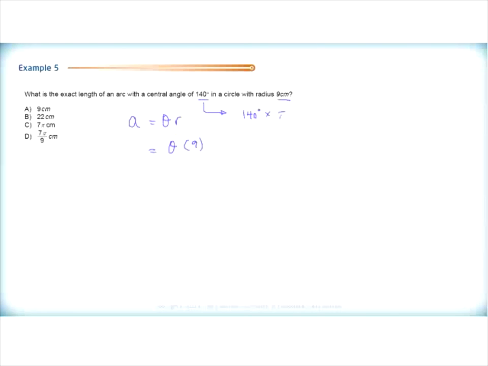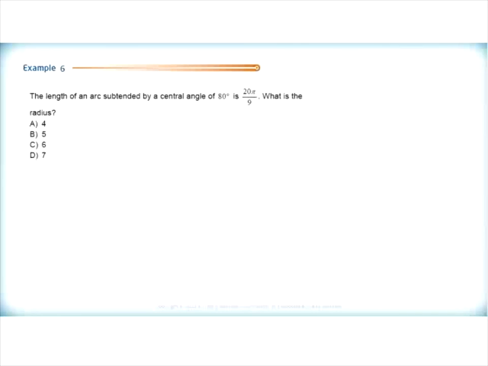To change from degrees to radians, we multiply by pi over 180. When we do that, we get 140, if I simply reduce, I'll get 14 pi over 18. Continuing to reduce, I'll get 7 pi over 9. So, therefore, the arc length is equal to 7 pi over 9, because the angle had to be changed to radians, it was given in degrees, times 9. Of course, the answer is going to be 7 pi centimeters.